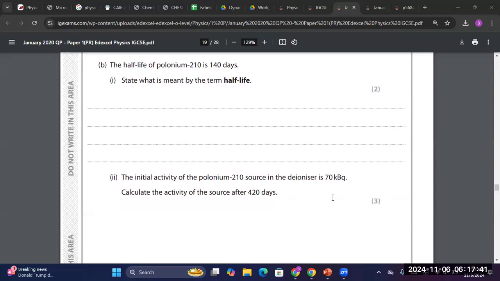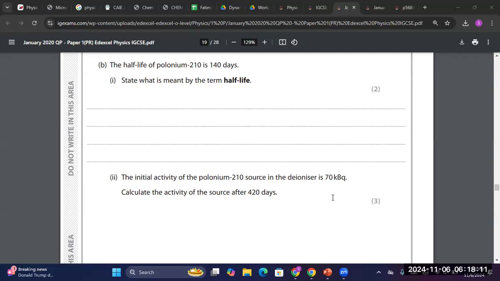The half-life of polonium 210 is 140 days. State what is meant by the term half-life. Shreya, can you define half-life, please? It's the time taken for... it's like the time taken for something to not be radioactive anymore.